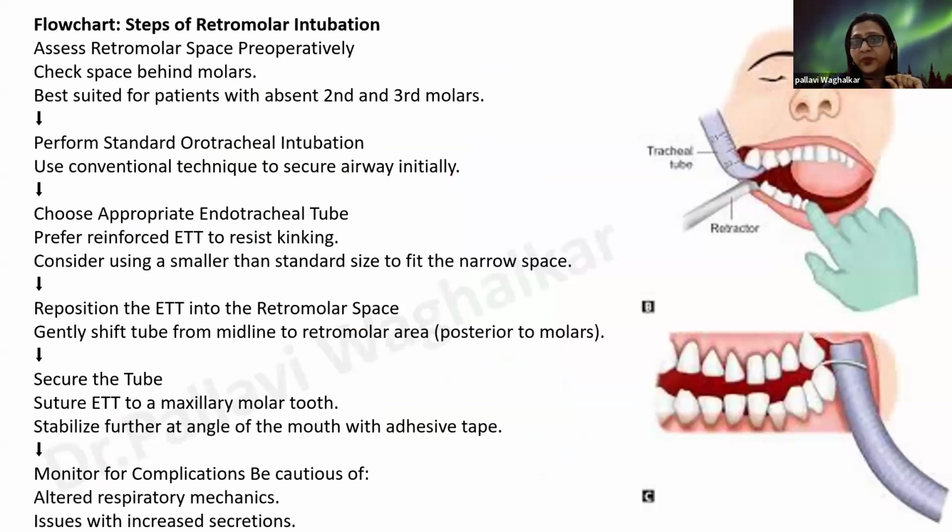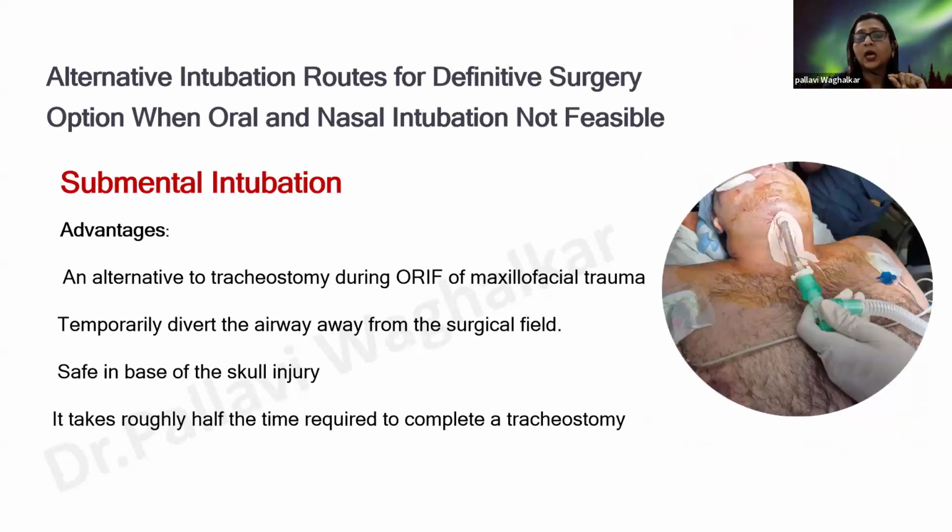That's a busy slide, but basically, preoperatively assess the retromolar space to find out whether the tube can stay in that space. First, perform the standard orotracheal intubation, the conventional technique, to secure the airway. Then the appropriate flexometallic tube, preferably a smaller size which will fit into the retromolar space, is put. Once the orotracheal intubation is done, the tube is shifted gently from the midline to the retromolar area, and we have to secure the tube properly. Intraoperatively, you have to be careful about kinking, altered respiratory mechanics, tube blockage, etc.